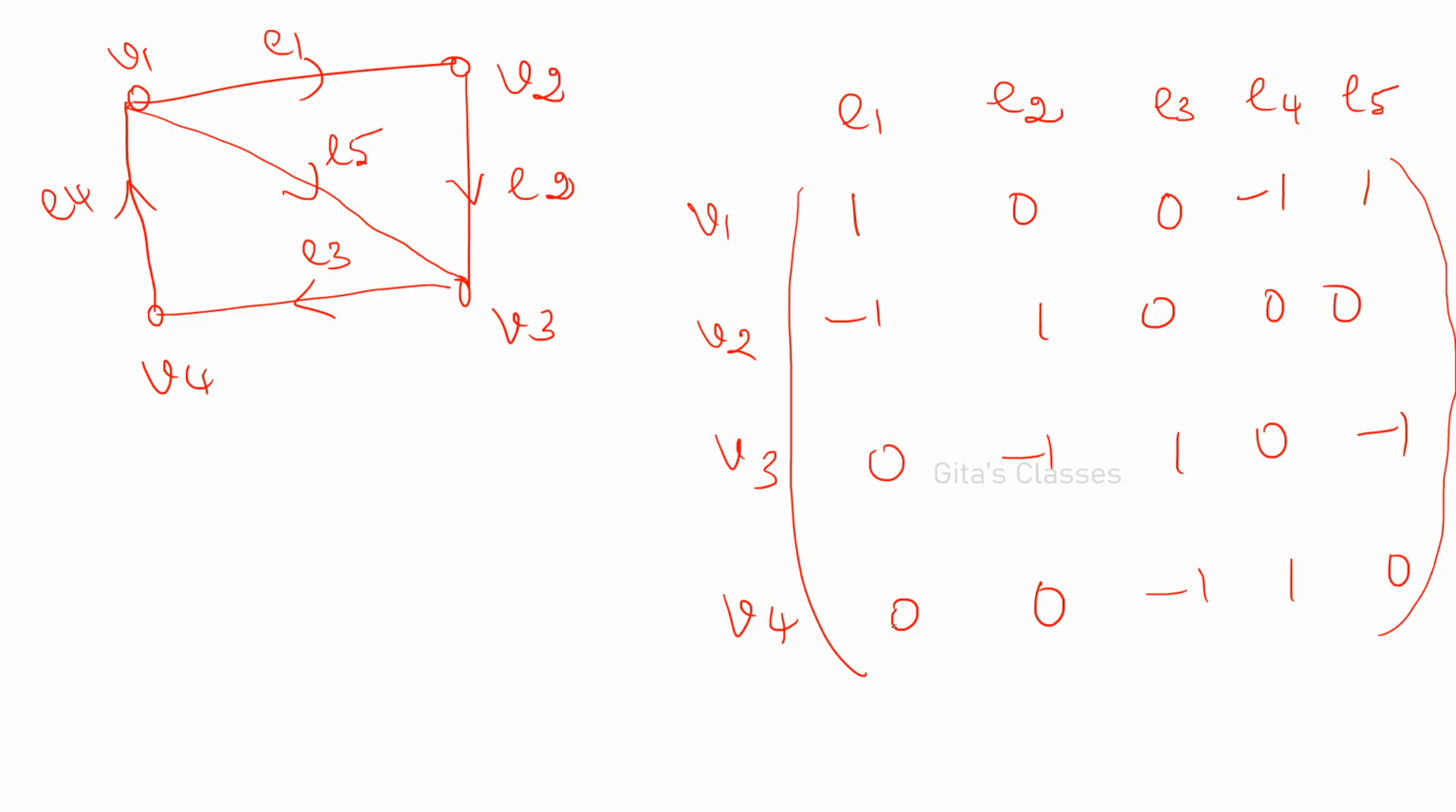You can verify. So with this, the matrix representation is over. Next, one more representation is isomorphism. Two graphs are given, and you can see whether they are isomorphic or not. So isomorphism we'll see in the next class.